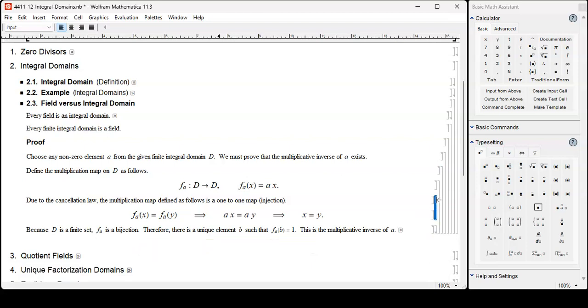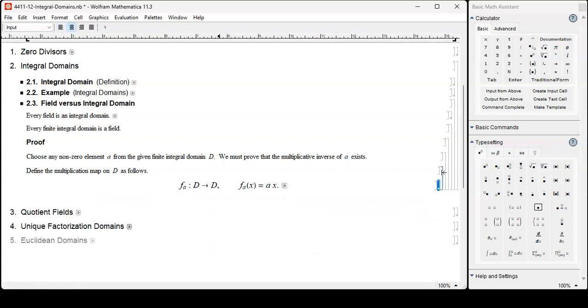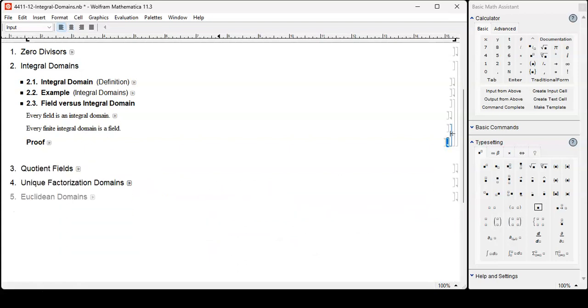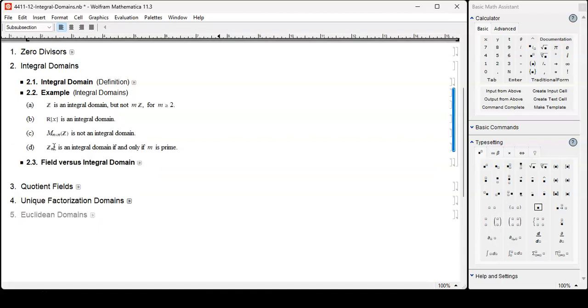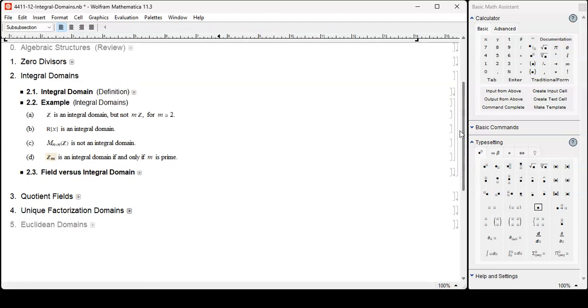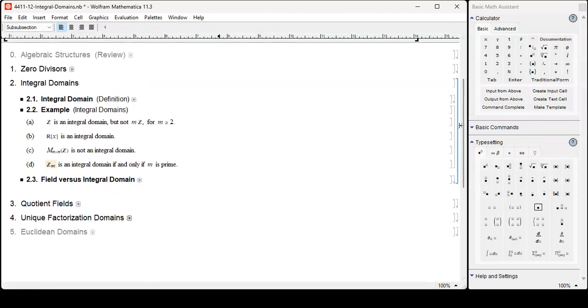So the conclusion, every finite integral domain is a field. So for example, Zm being an integral domain and Zm being a field, they actually mean the same thing. And not just for Zm, but every finite integral domain is a field.